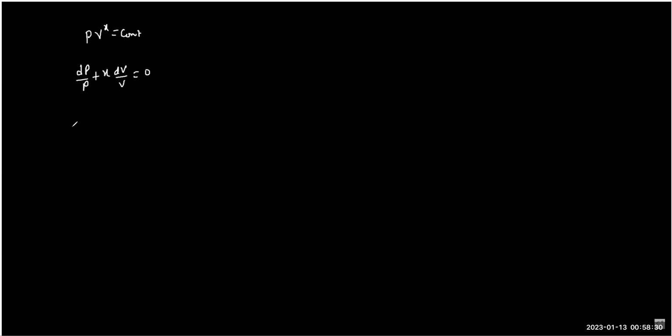Or I could have used TV^(x-1) = constant, and therefore I can also write dT/T + (x-1) dV/V = 0. Or I could have used T^x / P^(x-1), and so I could have written x dT/T is... Oh, I think it is x minus 1. It is x minus 1, right?